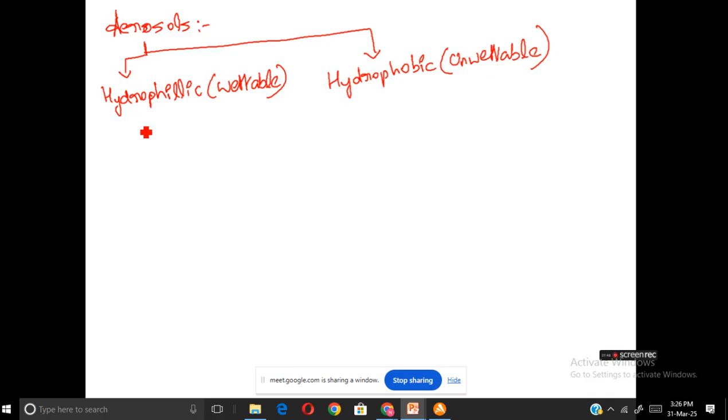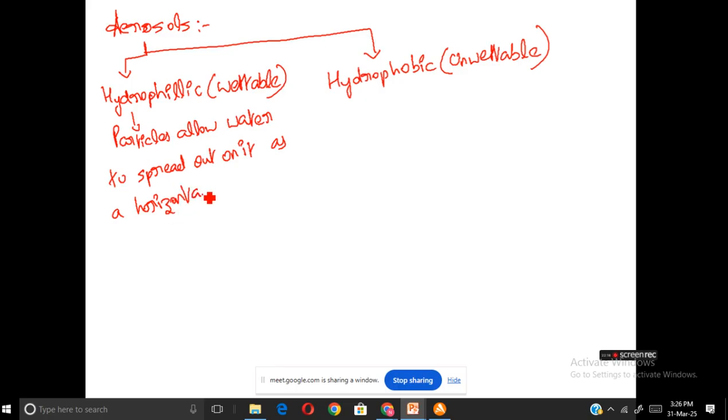What do we mean by hydrophilic and hydrophobic? Hydrophilic means the particles allow water to spread out on them as a horizontal film. There is a particle, and if water vapor comes and condenses on it, it allows the water to spread out on top of the particle and form a horizontal film kind of thing.